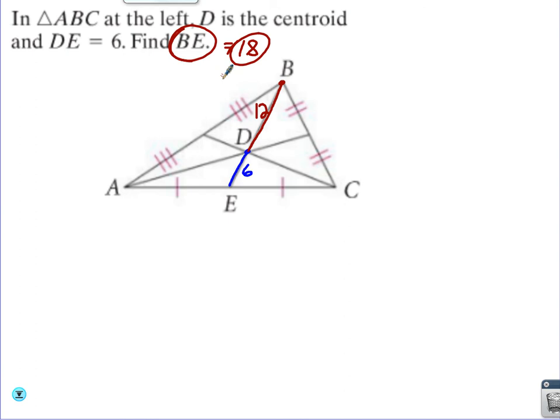There's always a 2 to 1 ratio. Everybody's good with that. If this were 5, this would be 10. If this were 4, this would be 8. It's always 2 to 1.